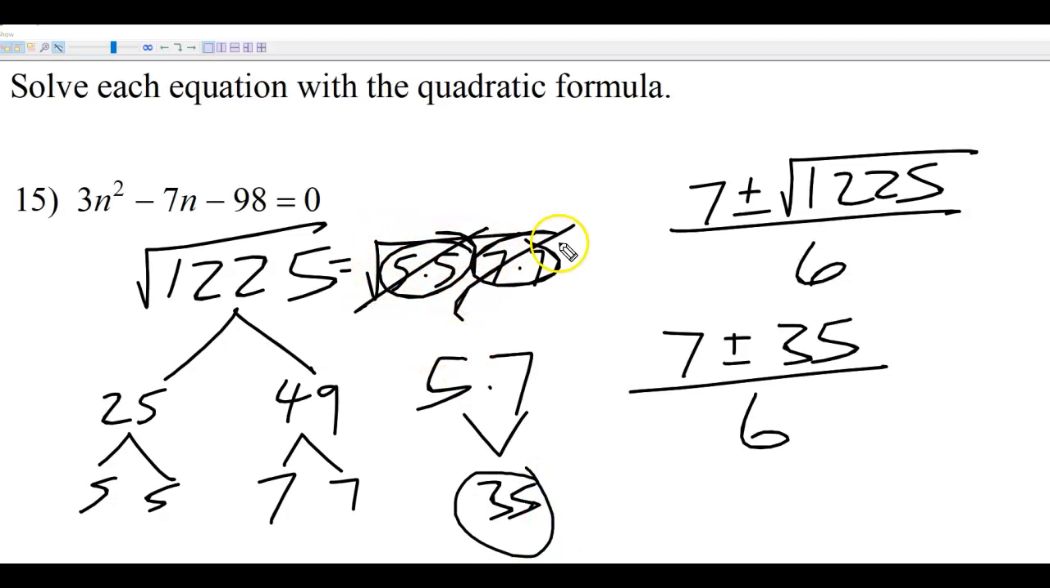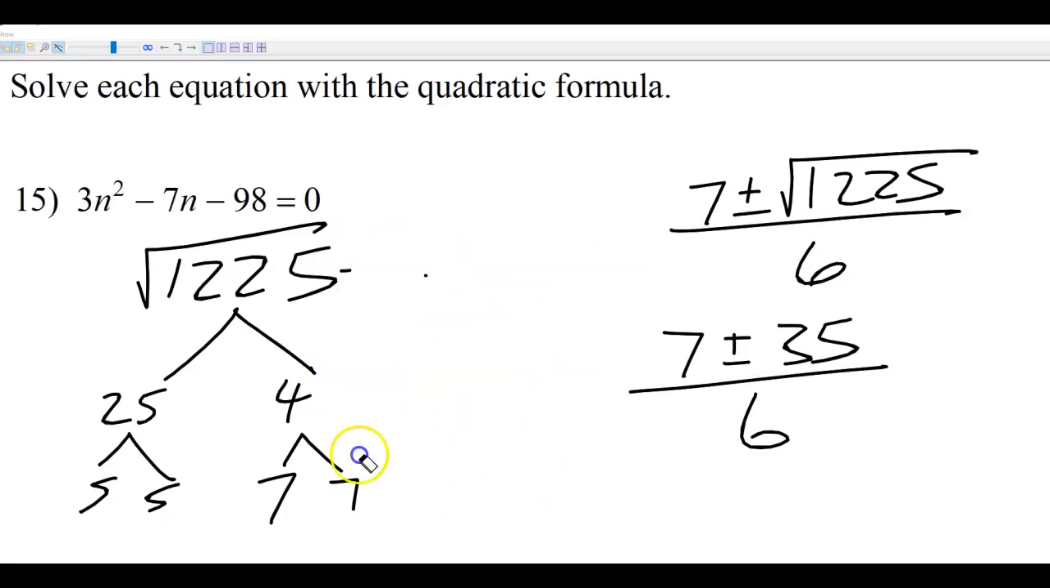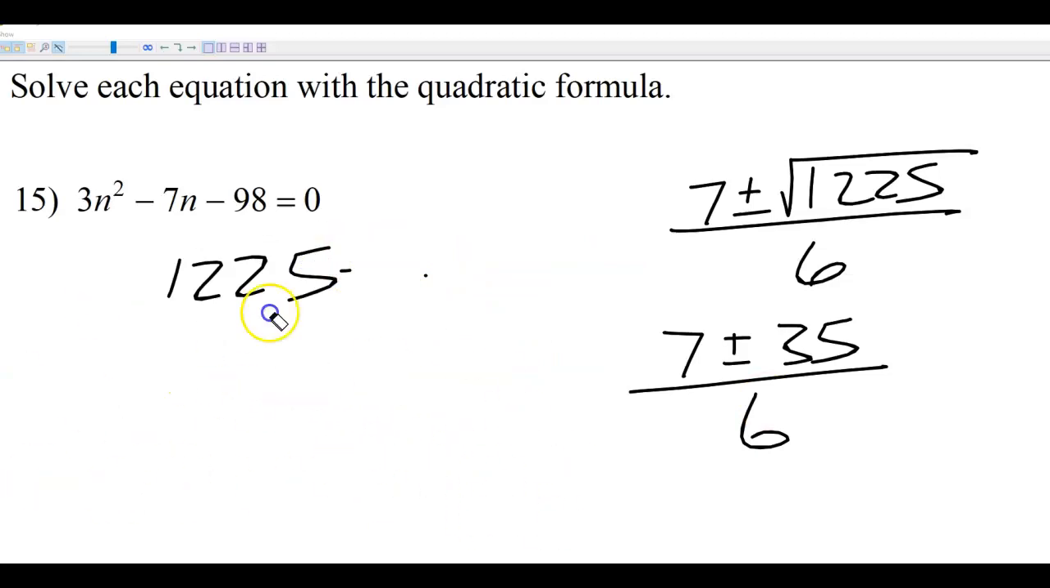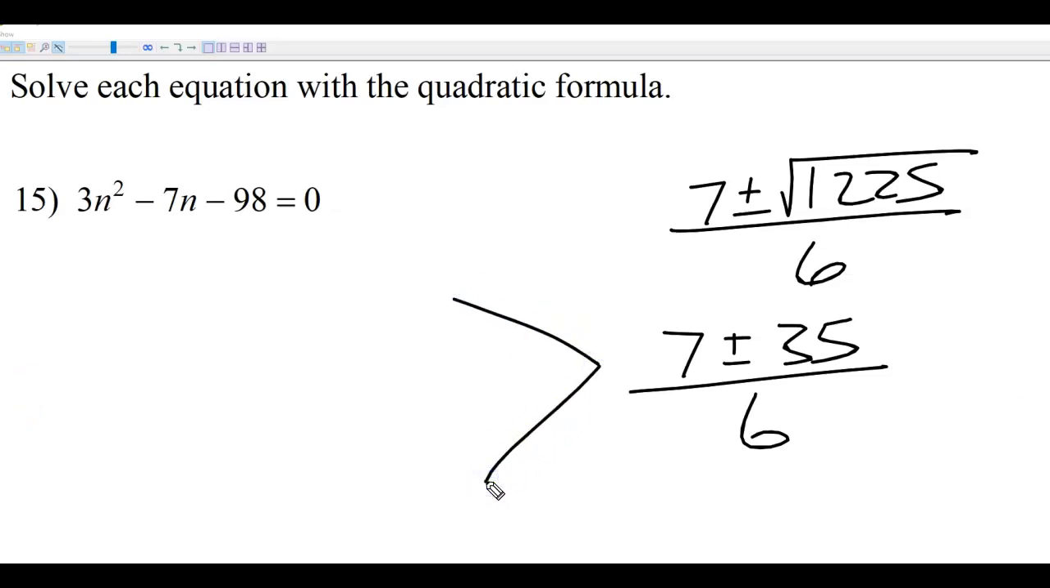There was nothing left under the square root. When that happens, your answer is not a square root anymore. We just have a nice, normal, rational number is what we call it. So let me make some more space for myself. Now, that's what makes this problem special, and that's why I included it. When that happens, you're actually going to do something a little bit different than usual. What you're going to do is split it up into two problems. One where it's plus, and one where it's minus.